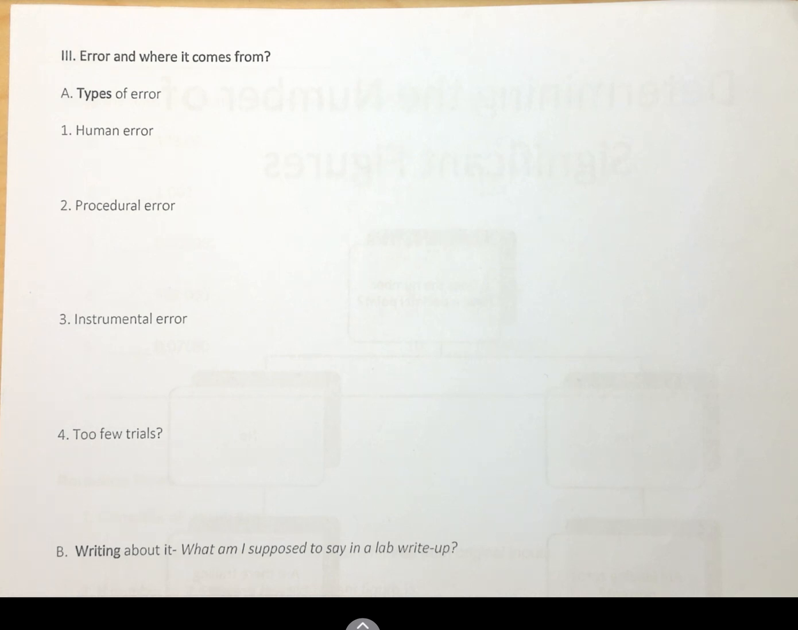When we do a lab, there inevitably is going to be some type of error. No one is going to be able to get the perfect result every time. So, how do we get error? Where does it come from?